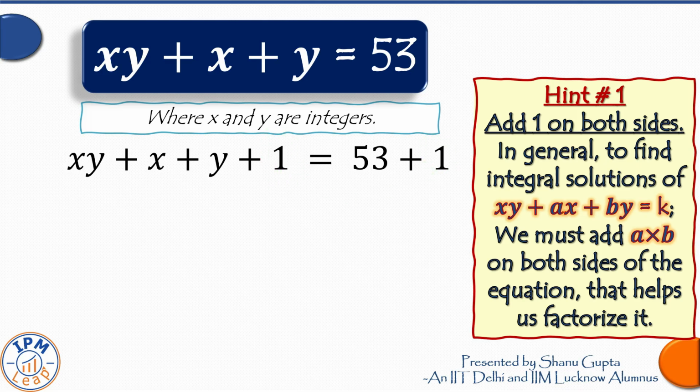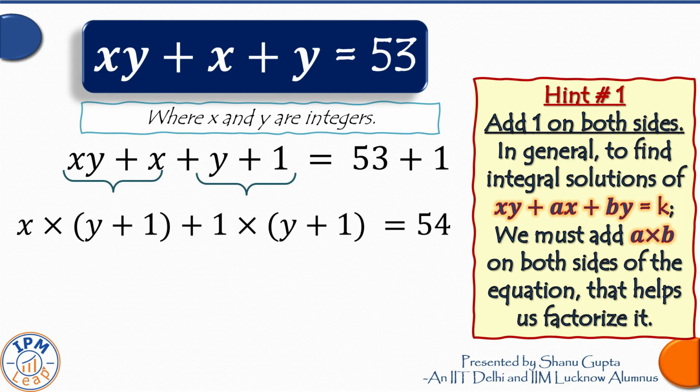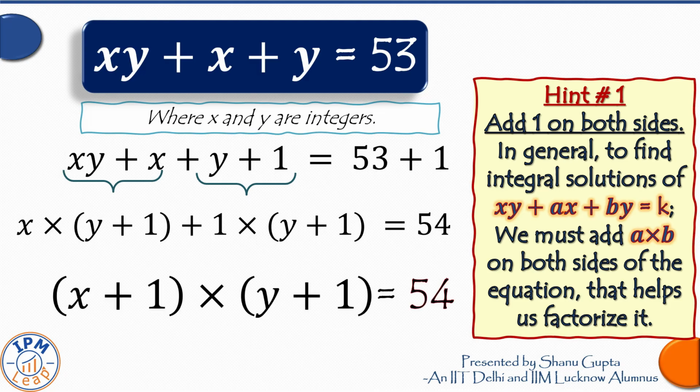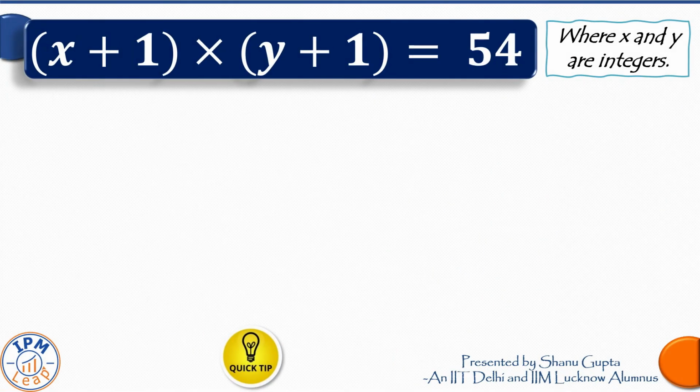Okay, next we club the first two terms and club the next two terms. Take x common, y plus 1 in brackets, and for the second pair, nothing is common, so we write 1 into y plus 1. Thus we get two terms. x plus 1 into y plus 1 is equal to 54. Both equations are the same, only we have rearranged the terms to suit our needs. So this is the equation that we need to solve. x and y should be integers.